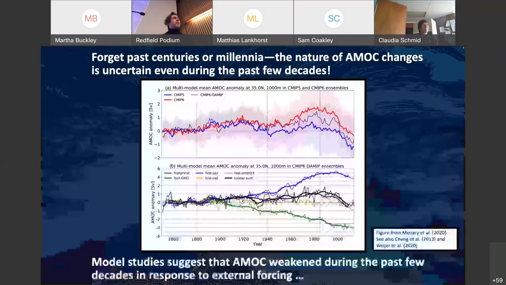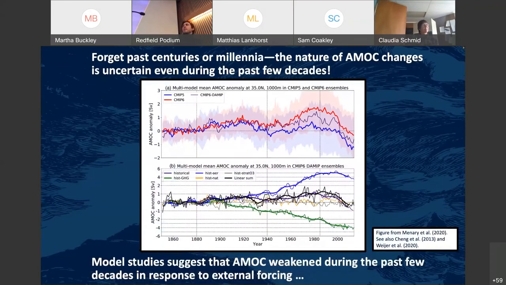What I don't think has been stressed enough, but has been implicit in some of the things we've been talking about, is you don't need to go to the proxy record or century timescales to encounter uncertainty when it comes to what AMOC has done. Just look at the past couple of decades. This is a really nice figure from a paper Matt Menary published a couple of years ago. So we're looking at time along the x-axis over the historical period and AMOC anomaly along the y, by which they mean the anomalous stream function at 1,000 meters depth at 35 north.